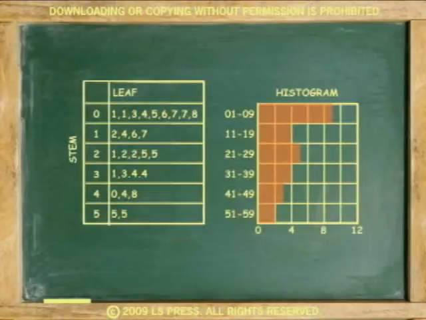Notice that the stem and leaf plot looks like a horizontal histogram. They both have intervals and frequency. A benefit of the stem and leaf plot is that it displays all the individual values within the interval, while the histogram does not.